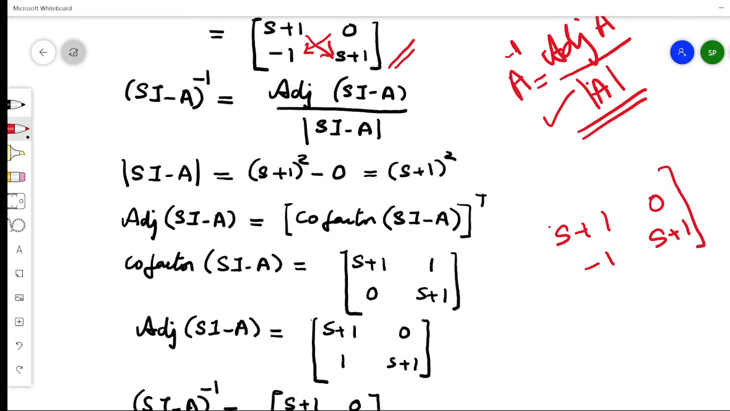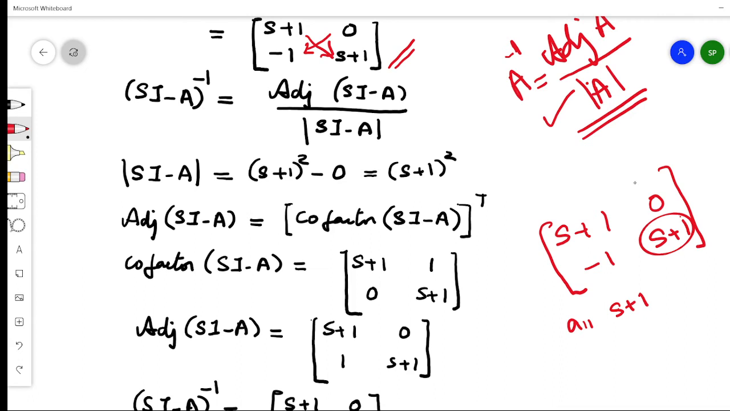So this is a matrix. The cofactor will be finding the first one, A11. So this one will be taking the first row, first column. You remove that one, and what is remaining there is s plus 1. So it will be s plus 1, and it is 1 1, so 1 plus 1. So it is raised to the power, it is positive.